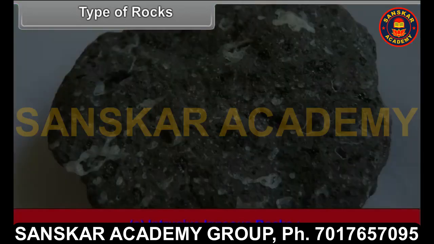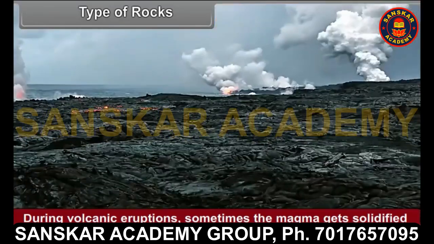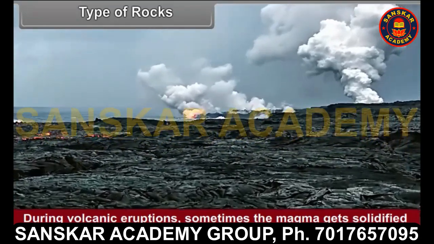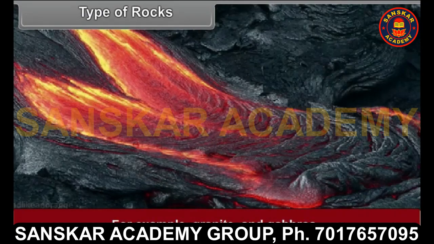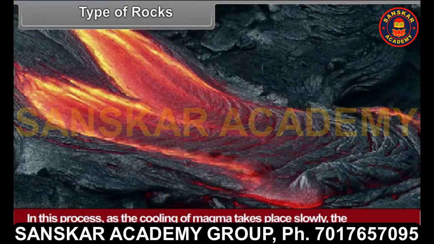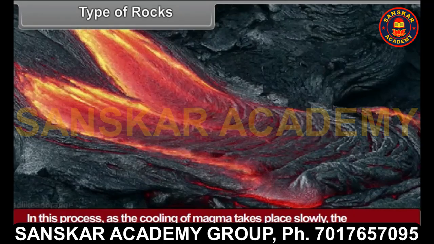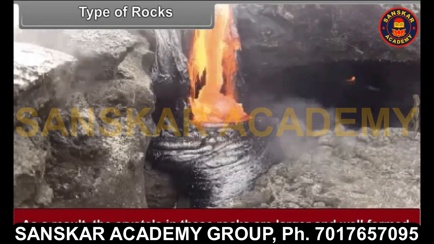Intrusive igneous rocks. During volcanic eruptions, sometimes the magma gets solidified below the Earth's surface. The rocks formed at such locations below the surface are called intrusive igneous rocks. For example, granite and gabbro. In this process, as the cooling of magma takes place slowly, the process of crystallization also proceeds at a slow pace. As a result, the crystals in these rocks are larger and well formed.